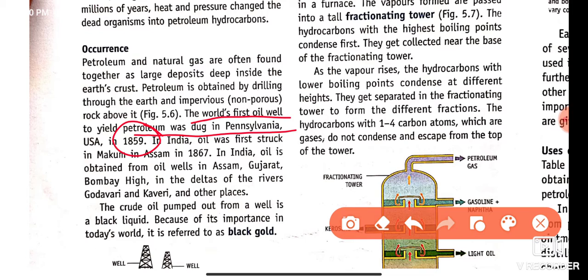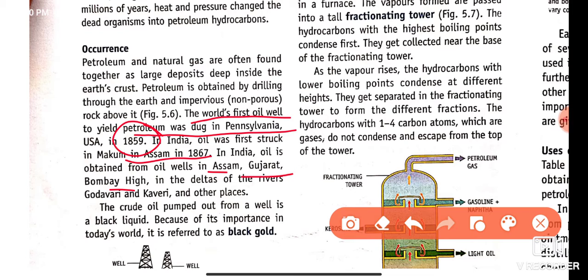The first petroleum well was dug in Pennsylvania in 1859; in India, in Makum, Assam, in 1867. And in India, some more regions where we obtain oil are Assam, Gujarat, Bombay High, and the deltas of rivers Godavari and Kaveri.